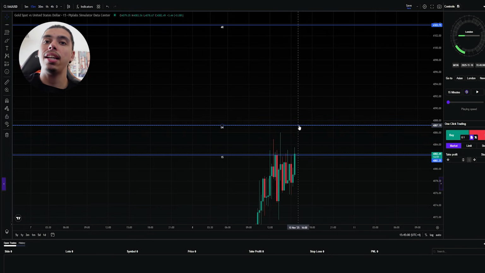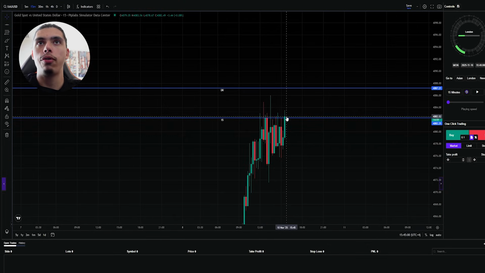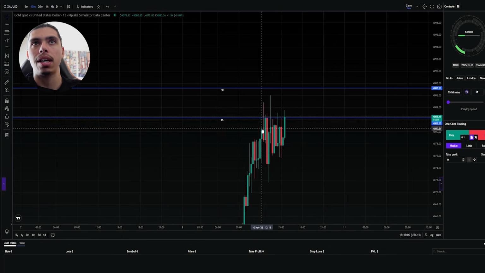If we reject daily, I close my trade because that's where I'm trading to. If we can get above daily, I can target 4 hours. So what I'm going to do is wait for a candle to close above here on a 15-minute time frame, which is a resistance. I always want to close above the resistance.